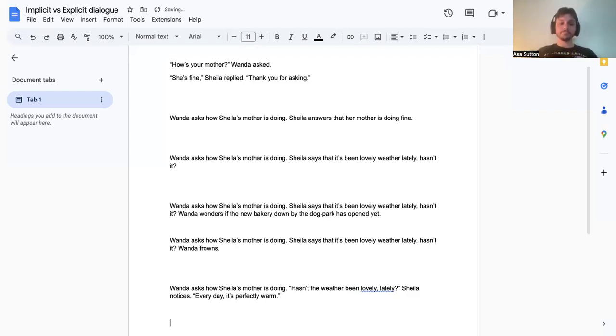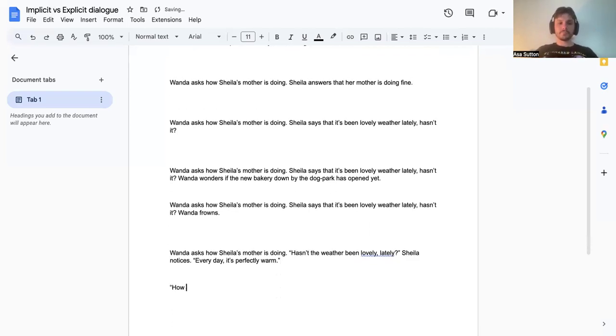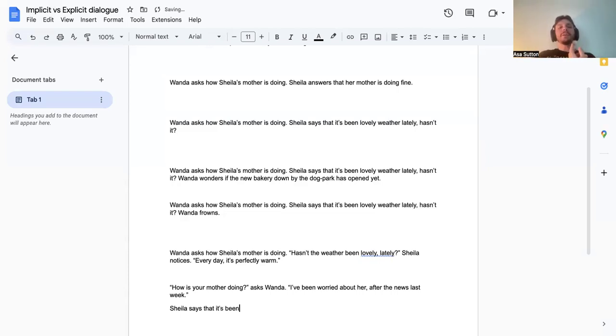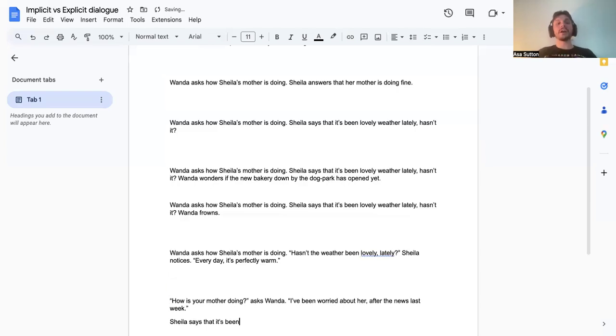Let's reverse it. So we have an explicit thing. How's your mother doing? I've been worried about it after the news last week, right? So we have explicit information. I'm just copying the same. If you see me copying the same sentences over and over, it's because I'm interested not in the sentences themselves, but in their permutations and combinations, right?